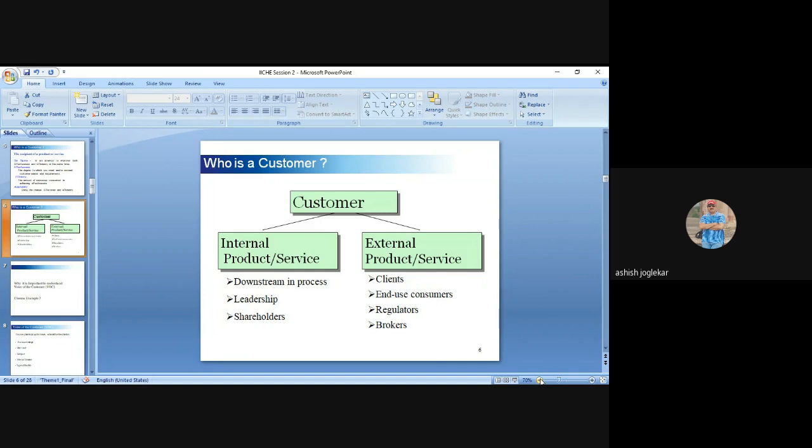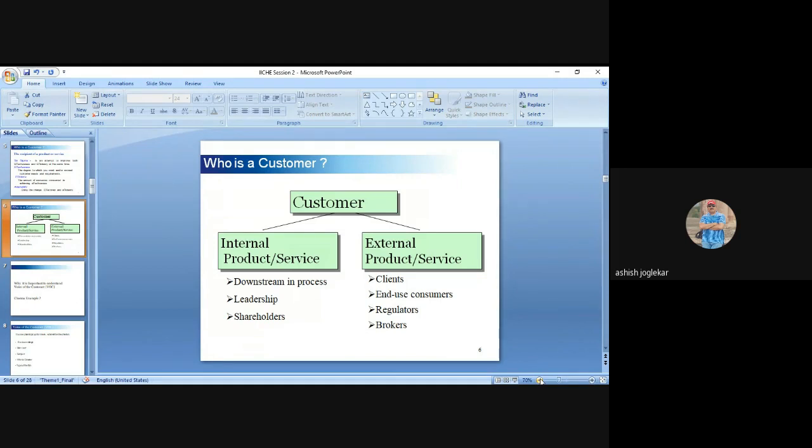So the customer can be internal or external. External customer, you all know, is whoever gets the product. We are also customers for various products in the market. We go to restaurants and have snacks, lunch. We are customers for a restaurant. We go to a shop to buy a mobile, TV, laptops. We are customers. So anyone external to the organization or external to the process and receiving the product or service is the customer. They can be clients, end customers, regulators, that is government, and brokers.